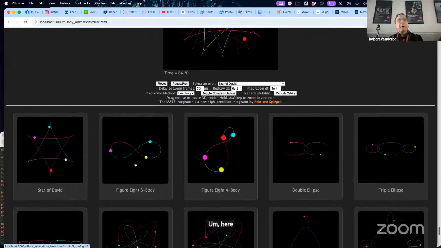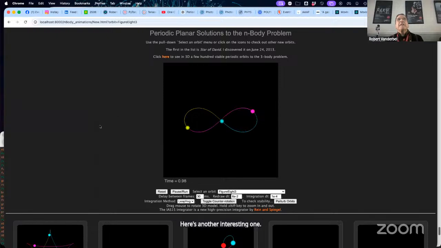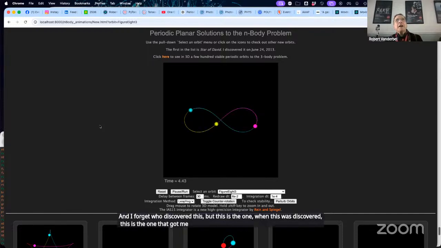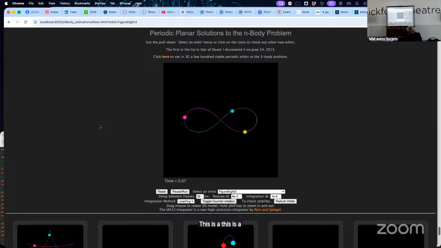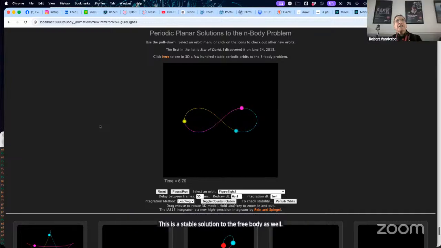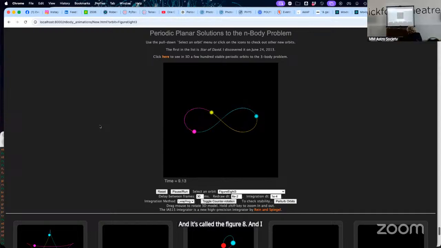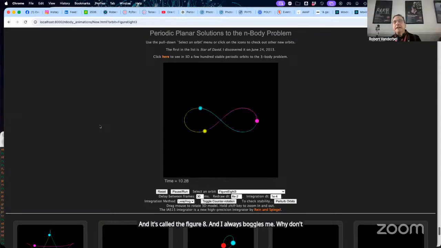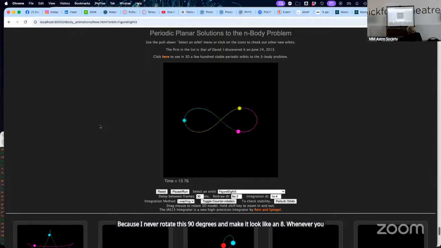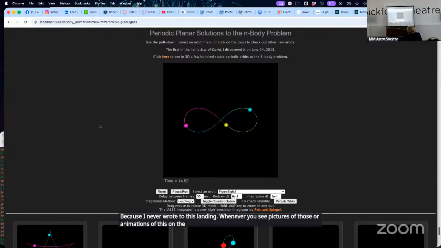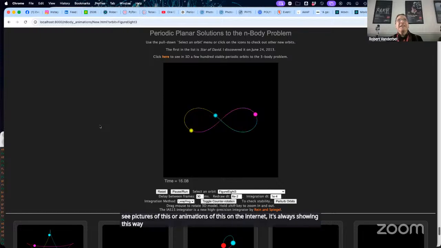Here's another interesting one. I forget who discovered this, but when this was discovered, this is the one that got me interested. This is a stable solution to the three-body problem, and it's called the figure 8. It's always boggled me, why don't they just call it infinity? They never rotate this 90 degrees and make it look like an 8. Whenever you see pictures or animations of this on the internet, it's always oriented this way.